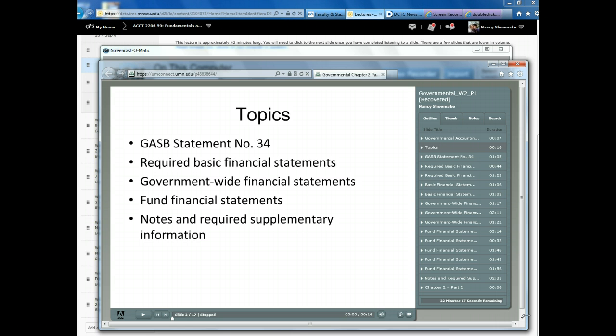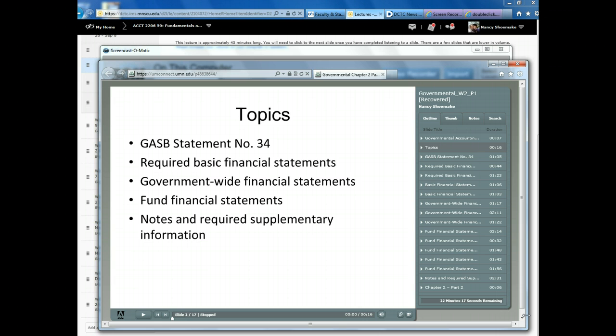So we're going to have these fund financial statements that show money's in, money's out. And then there are going to be times we need to show the government as a whole, and we're going to provide government-wide financial statements. Statement 34 basically says state and local governments must provide this and this and this and this and this.